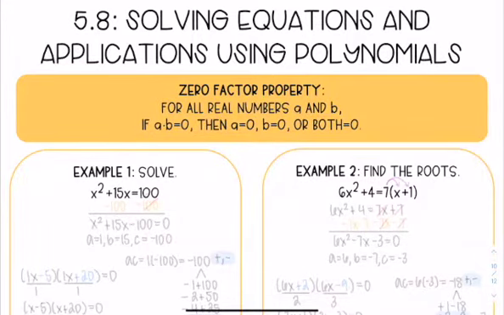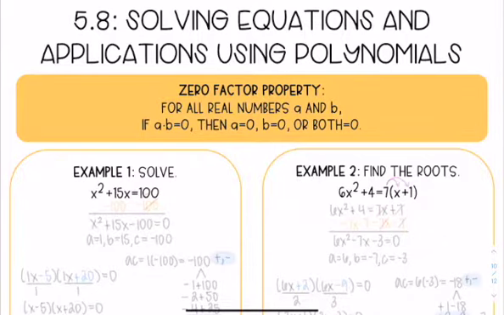In section 5.8, we're solving equations and applications using polynomials. So we are going to utilize the zero factor property, which says for all real numbers a and b, if a times b is 0, then a is 0, b is 0, or both are 0. So the only way we can get to 0 with multiplication is if one or both of our terms is 0. And so in order for this to work, it has to be set equal to 0 first.